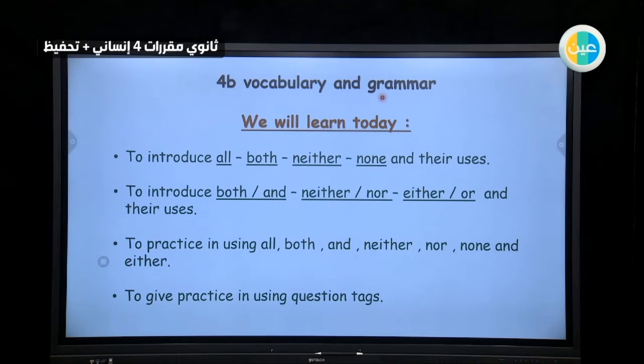As usual, we start with what we will learn today. To introduce all, both, neither, none, and their uses. To introduce both and, neither nor, either or, and their uses. To practice in using all, both and, neither nor, none, and either. To give a practice in using question tags.